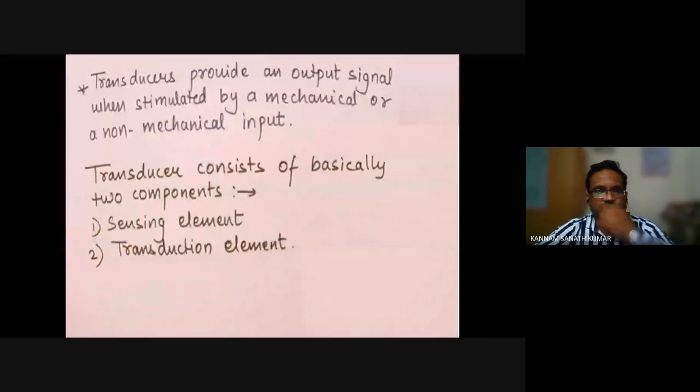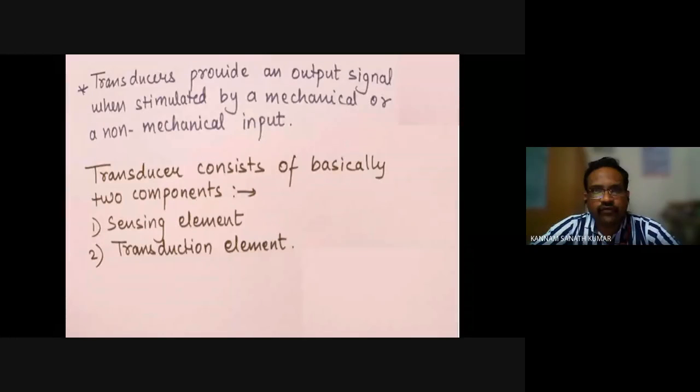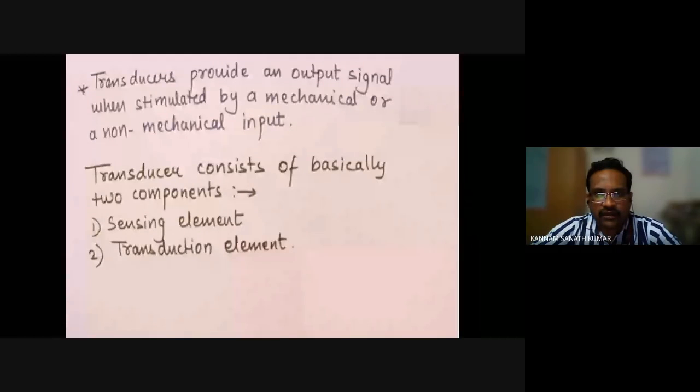So what will the transducer do? A transducer provides an output signal when stimulated by a mechanical or non-mechanical input. That means the input of the transducer may not be a mechanical quantity. It can be a non-mechanical quantity also, like pressure or temperature. It will convert either a mechanical or non-mechanical quantity to a measurable value.